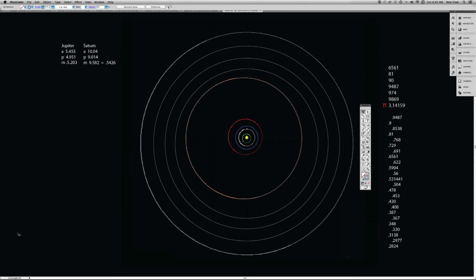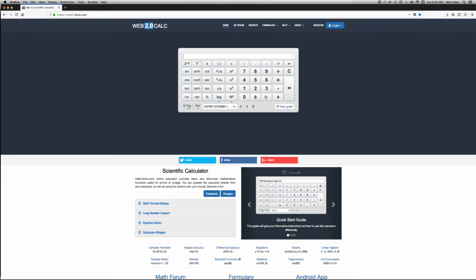Just to check that math, 0.9, square root 9486, square root 574, square root 9869, but I'm interested in 974, which I'll multiply by 0.9, give me 876.